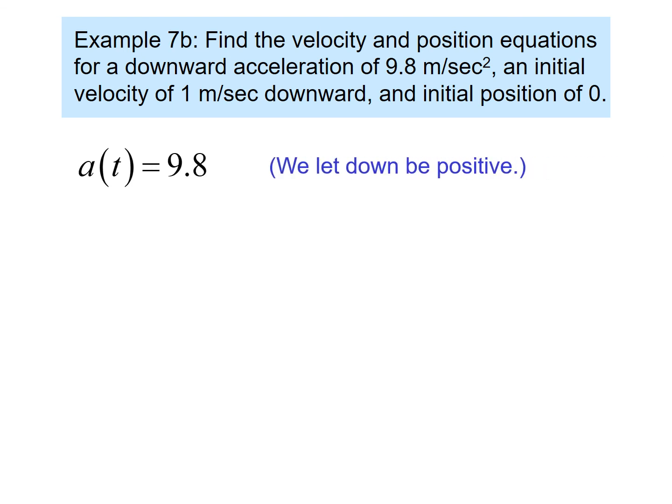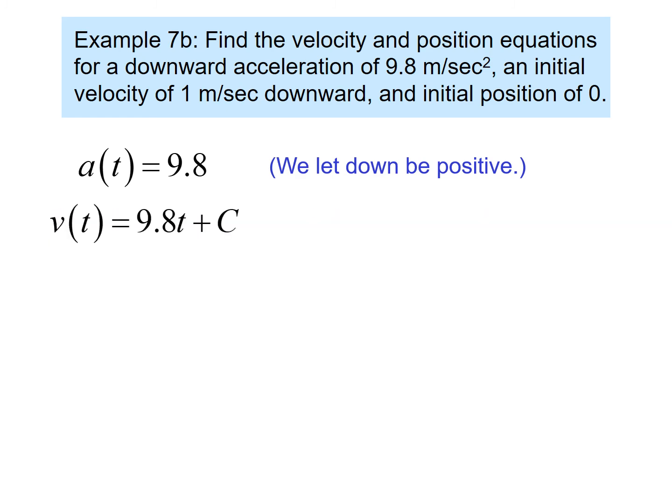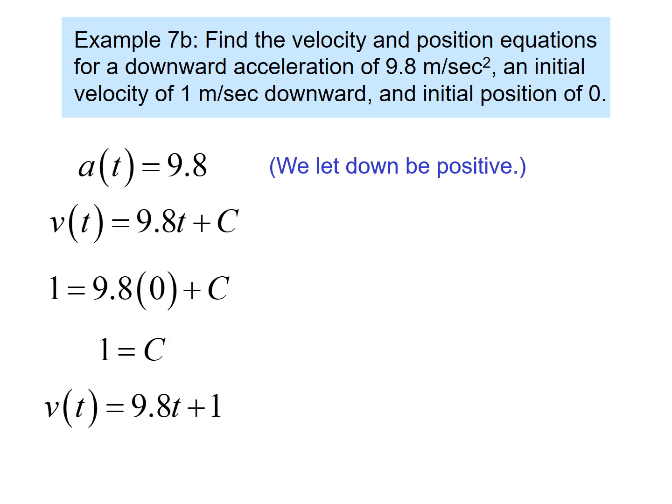So a of t is 9.8. We're going to let down be positive. So velocity is the antiderivative of acceleration. So the antiderivative would be 9.8 times t plus some constant c. But we know that the velocity is 1 at time 0, so we can plug those in to find c, and c equals 1. So our velocity is 9.8 t plus 1.